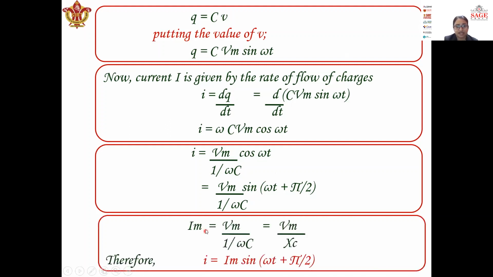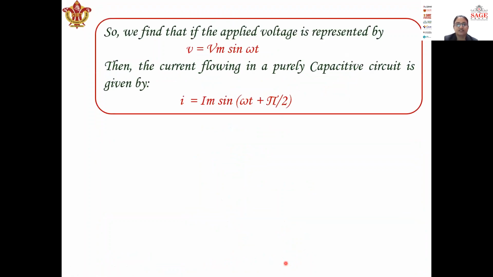And this Im we already know is the maximum value of the current. So when sin(omega t plus pi by 2) is 1, we get Im, that is the maximum value of current, and the expression for the same would be Vm upon 1 upon omega C, that is Vm by Xc. As I already told you, Xc is equal to 1 upon omega C. So now the final expression of current comes out to be I is equal to Im sin(omega t plus pi by 2). Now let's discuss further.